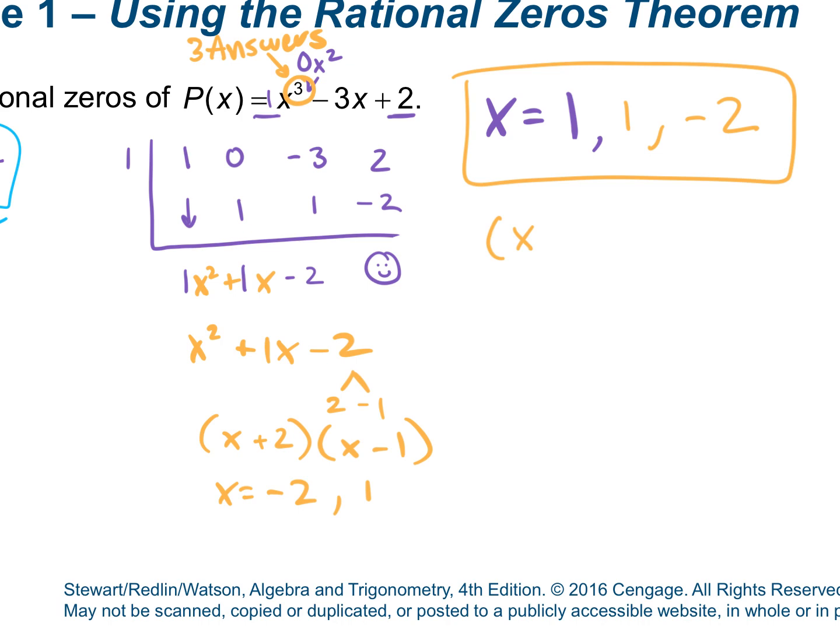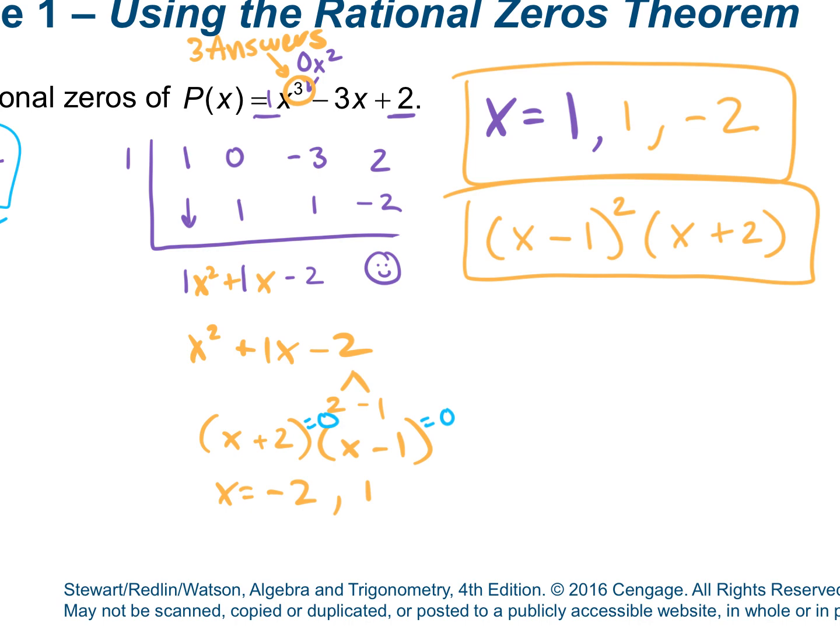x plus 1, x minus 1. X minus 1, but how many of those do I have? 2. So x minus 1 squared, because I have 2 of them. And then what else? X plus 2. Oh, you do the opposite? Yes. Remember, when you factor it here, you'd set them equal to 0, so the signs end up flipping. So it's the opposite sign from factored form in your zeros.